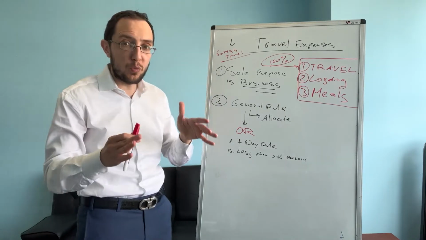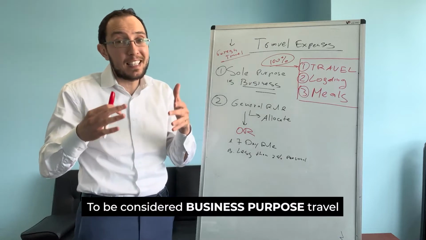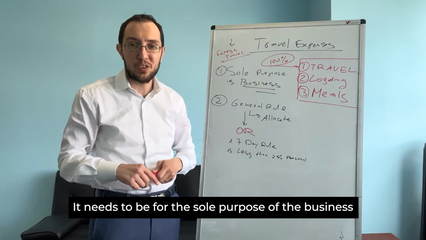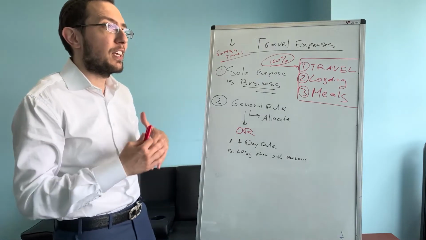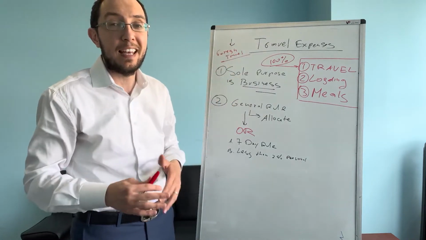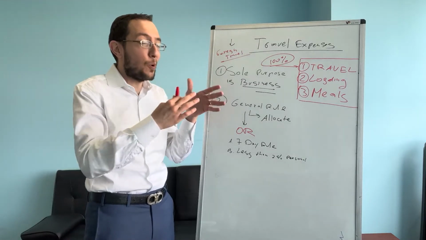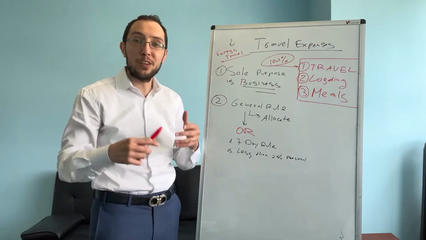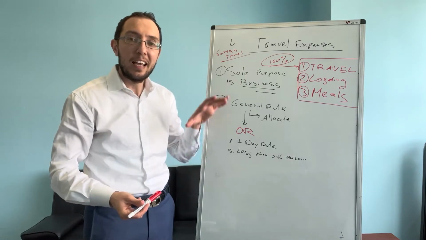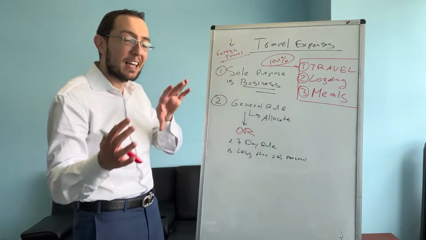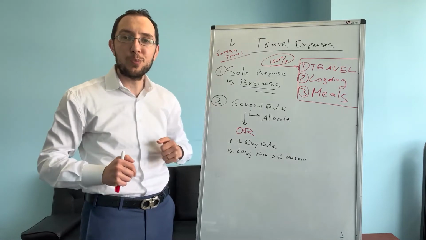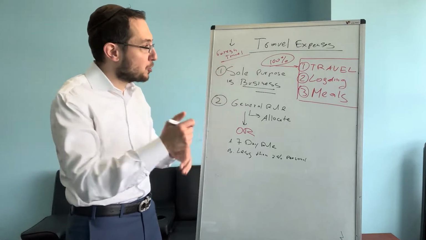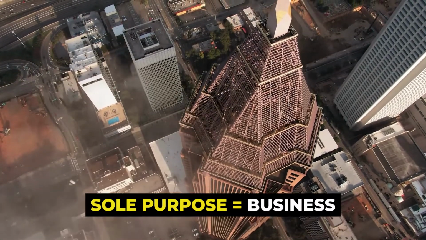Generally speaking, in order for your travel to be considered business purpose travel, it needs to be for the sole purpose of the business. It cannot be, I'm going on vacation, but I'm going to do business. It has to be, I'm going on a business trip, and if there are vacation days to fit in, you'll fit them in. And we'll see how we can make that work, and at the same time, make it 100% tax deductible. So first, we have to establish that the sole purpose of your travel is business.